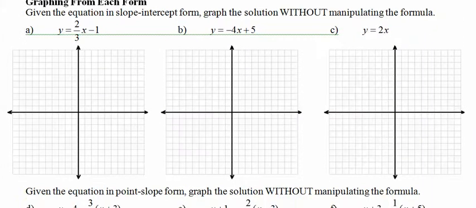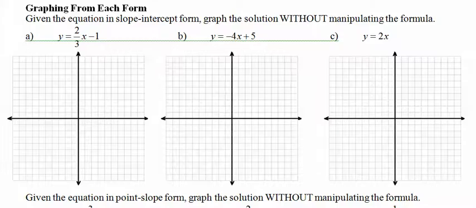So now, graphing from each form. Graph the equations in slope-intercept form. Don't manipulate. Sure, why not? This is your b, meaning it's going to hit the y-intercept, b value. It's going to hit this line here. And it's going to hit wherever it is, negative 1. The slope is up 2, 1, 2, 3 over. 1, 2, 1, 2, 3 over. I like to do it more than once. Makes my line a little better.